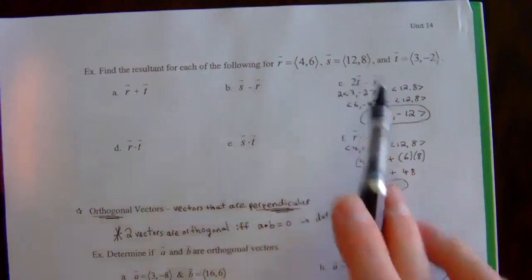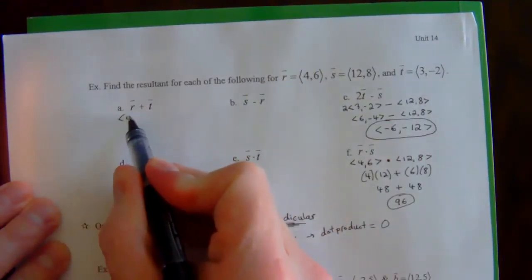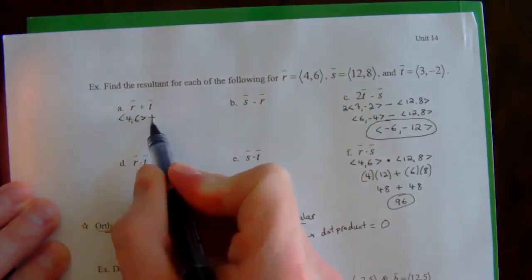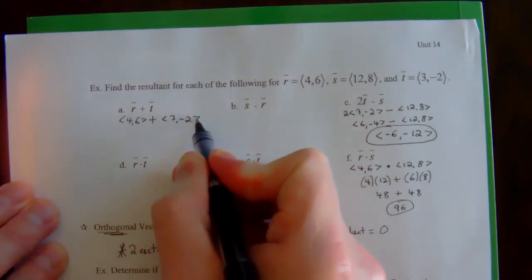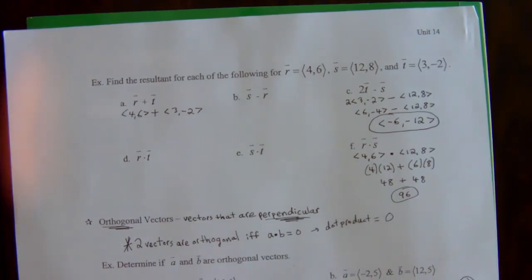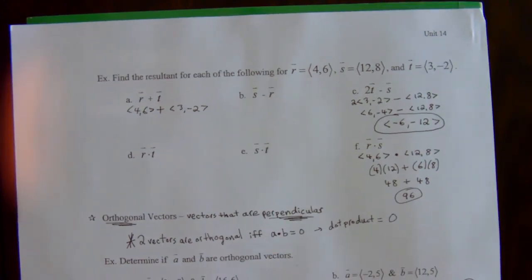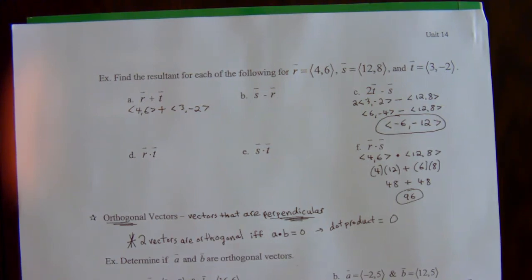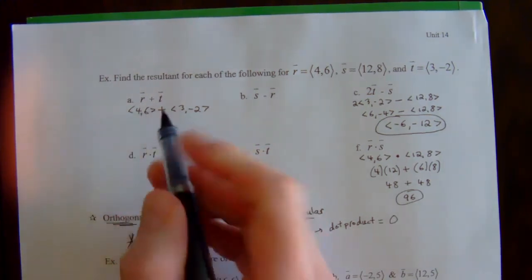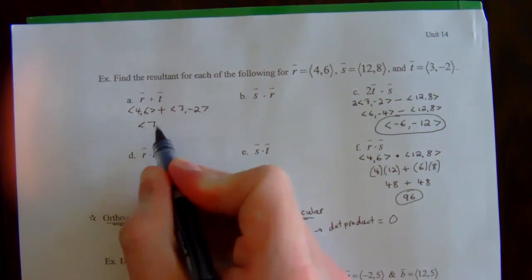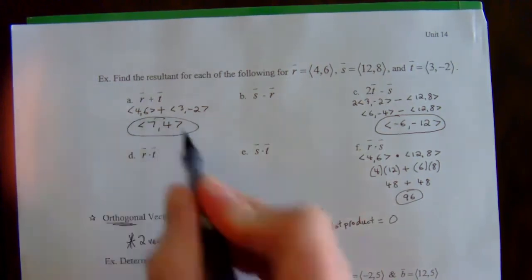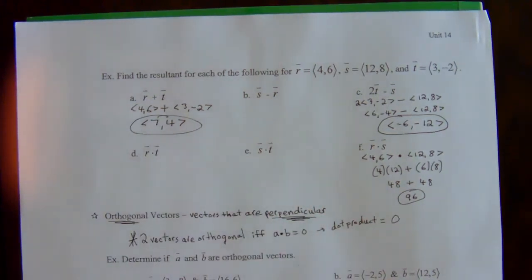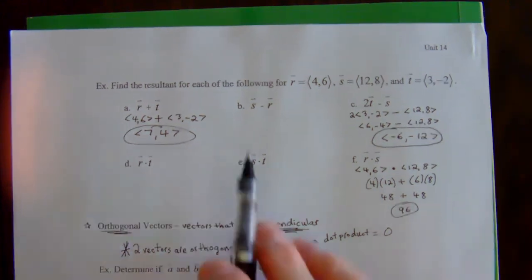So when I go r plus t, you're just going to take that vector r, which is 4, 6, and we're going to add the vector t, which is 3, -2. And so when you're adding vectors, you're just going to add the horizontal components, or think of that like you're adding the x's, and you're going to add the vertical components, think of that as you're adding the y. So you're going to go 4 plus the 3, that's going to give us 7. And then 6 plus the -2, that'll give us a 4. And that's it. That's all you have to do there. As long as you're careful with your arithmetic there, we should have all these right, easy problems.